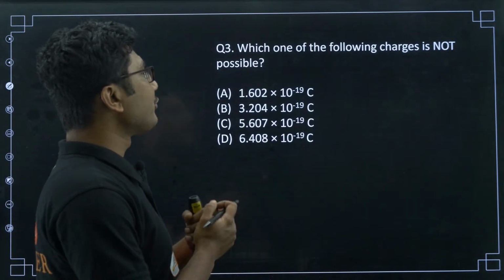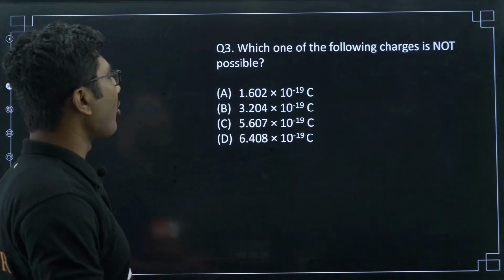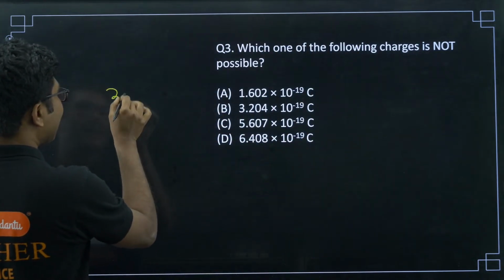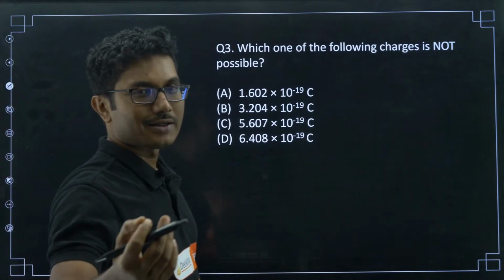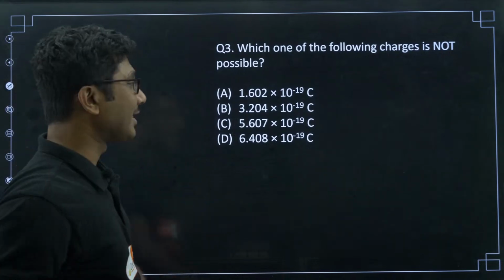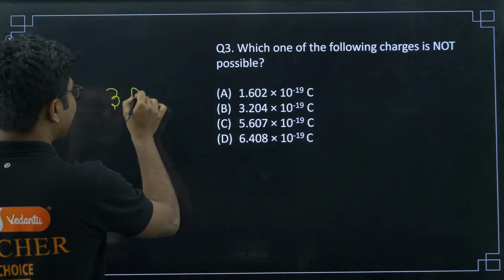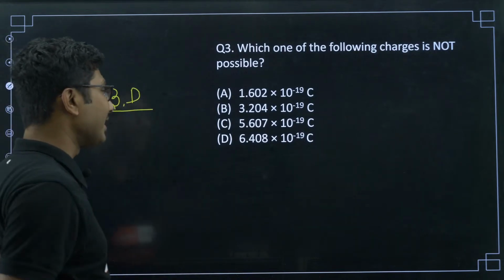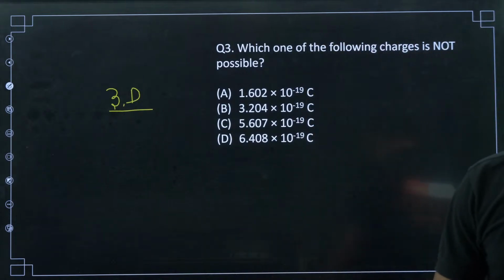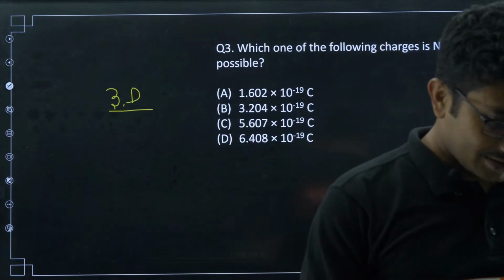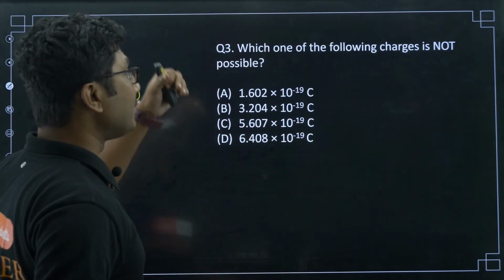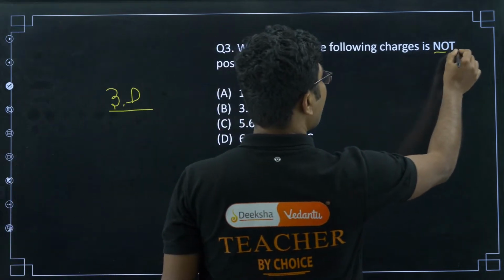Let us see which one of the following charges is not possible. While answering, mention the question number and then the correct answer, just a little trouble for you. First mention the question number, then mention which one is the correct answer. For example, if this question is correct, you mention 3D, 3C, 3B, 3A. Now, what is the correct answer for this question? Students, please answer, anyone.